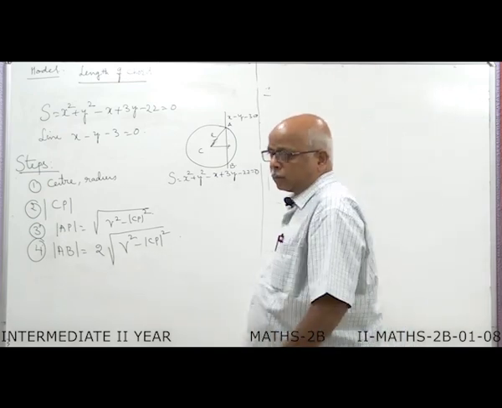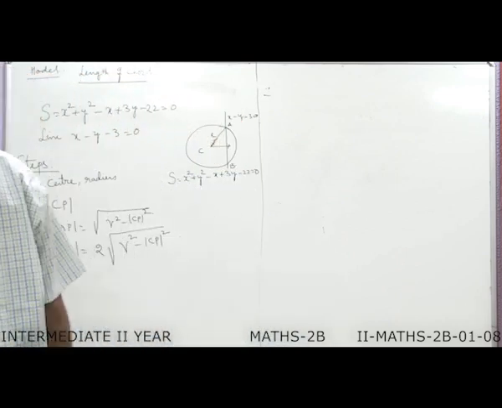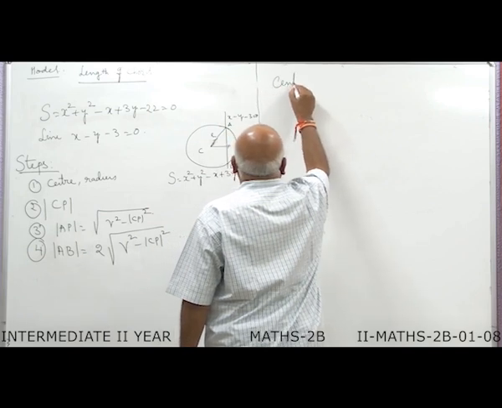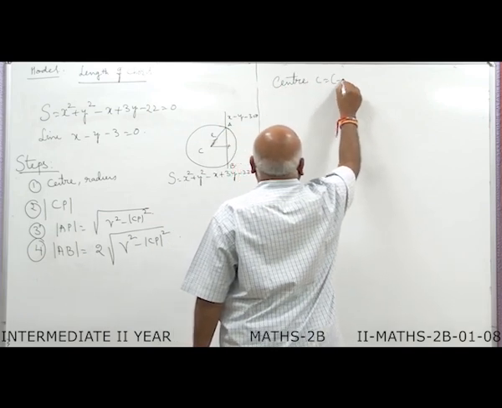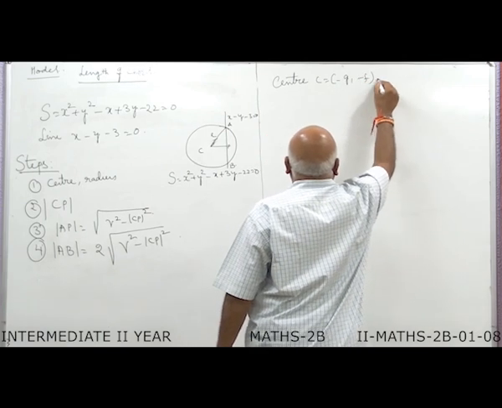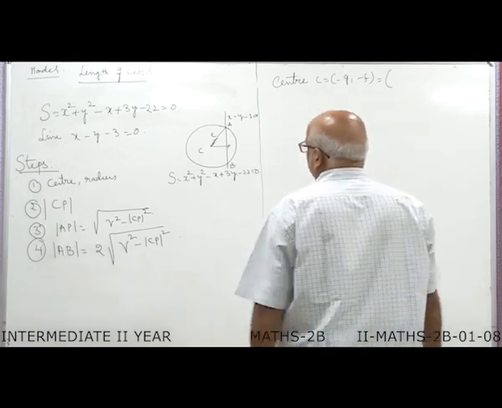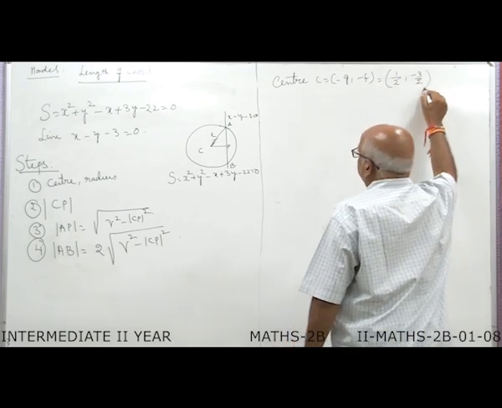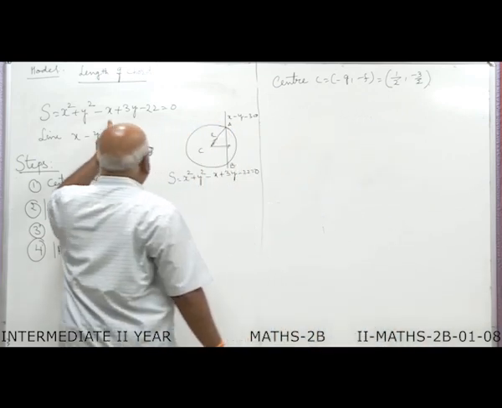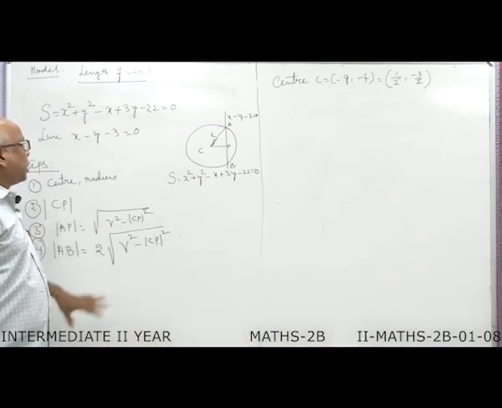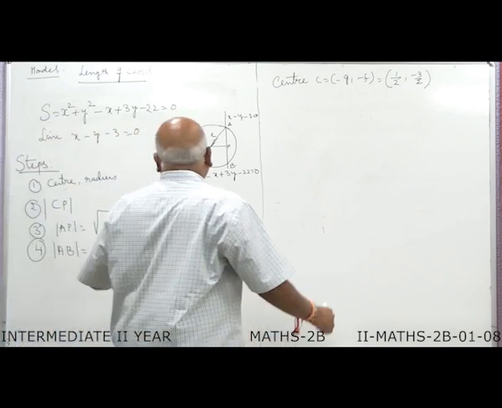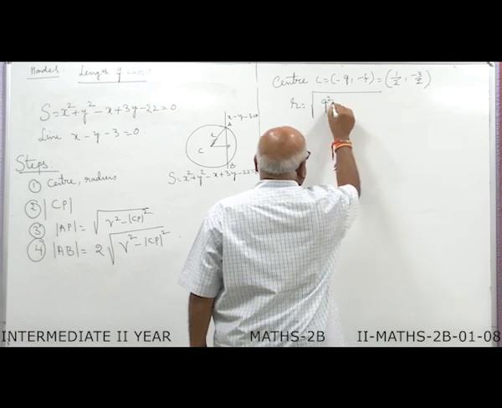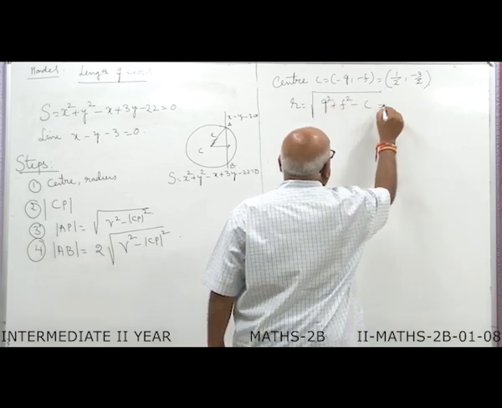Here you see, center coordinates are minus G, minus F. Center coordinates are 1 by 2, minus 3 by 2. Half of x coefficient, half of y coefficient, with change of symbol. Now radius formula: root of G square plus F square minus C.